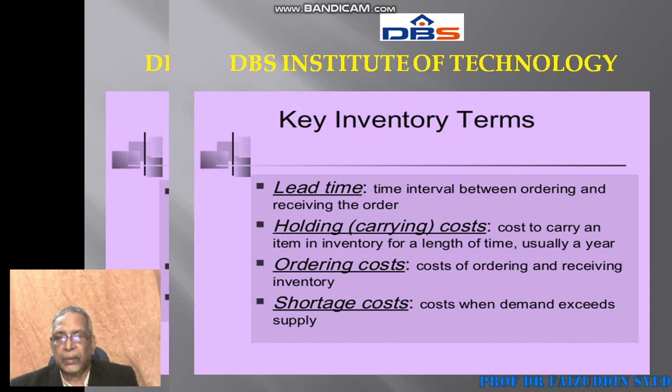Then shortage cost, the cost when demand exceeds supply. How is shortage caused? We want some material, but the material is out of stock. When the material is out of stock, we lose the production. When we lose the production, we lose money. That is the shortage cost.